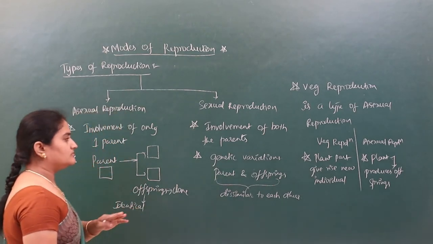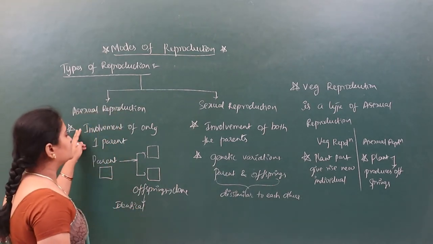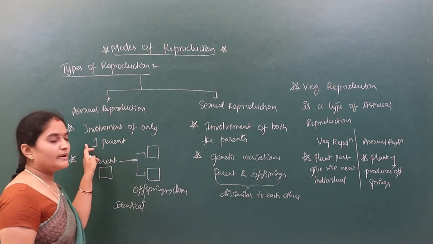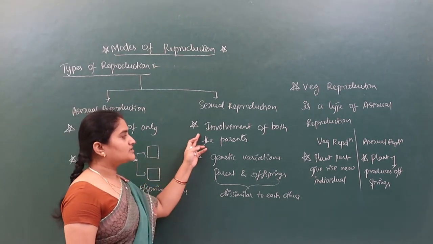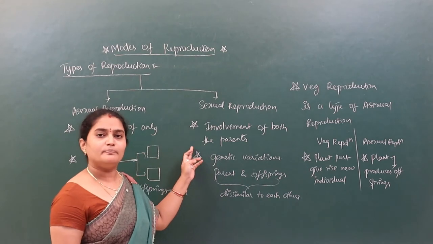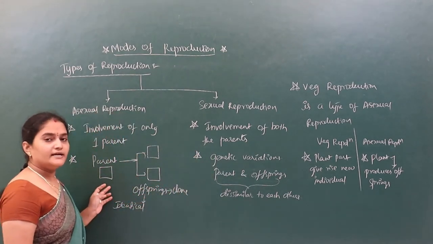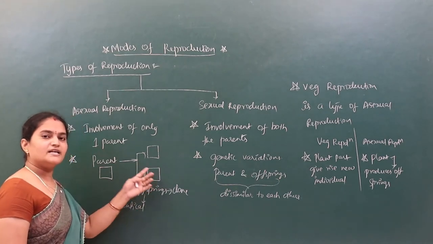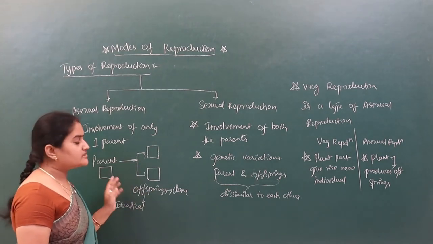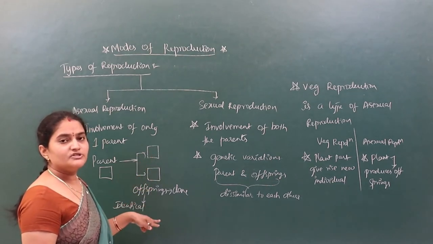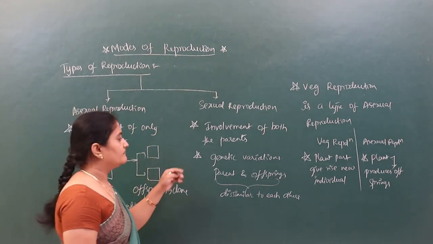Okay, so once again, what is the difference between asexual and sexual reproduction? Here there is an involvement of only one parent, and in sexual reproduction there is an involvement of male and female parents. And here the offsprings are exactly similar to the parents. So the offsprings are similar to each other. That's why these are called clones.